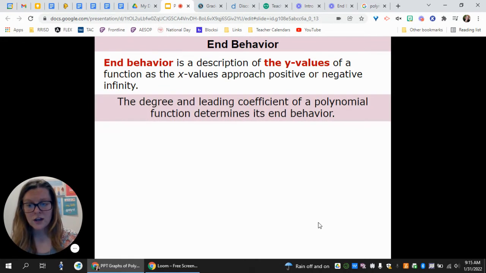So when we're looking at our polynomials, we'll talk about this in a later video, but we're going to look at the degree and the leading coefficient to determine the end behavior. And here's what we're going to key in on this video, how to actually write it. So this first method is writing it as a limit.